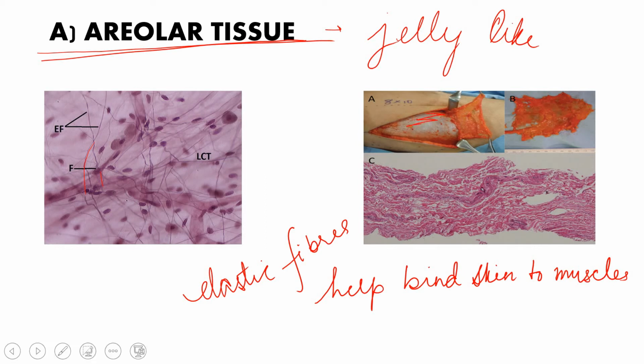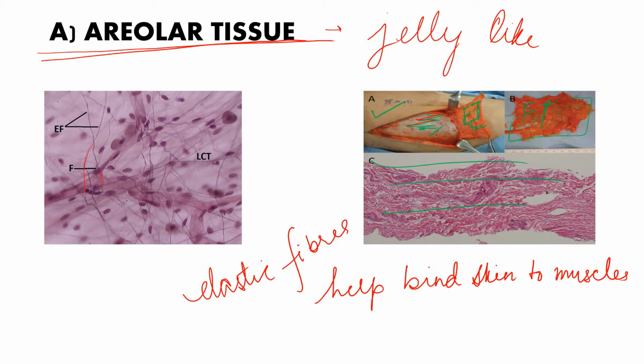Wait just a second, I will change the color of the ink. This one is the muscle, and this is the fibrous tissue. This one has been cut out, and this is the fibrous tissue, elastic type, which is helping bind the outer skin to the inner muscle. It binds it in this way. You can see this is also the structure of areolar tissue.